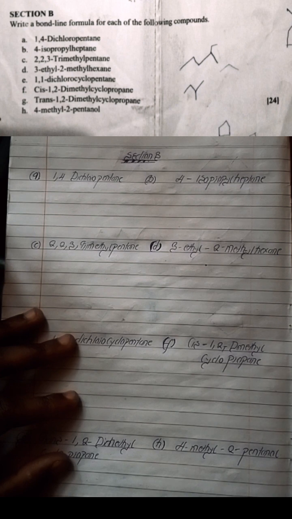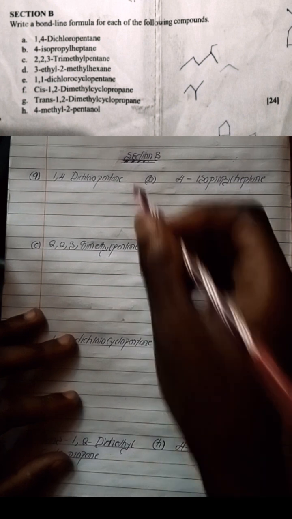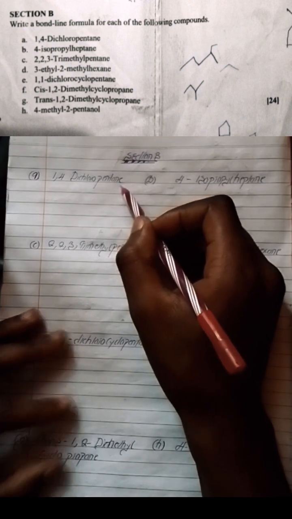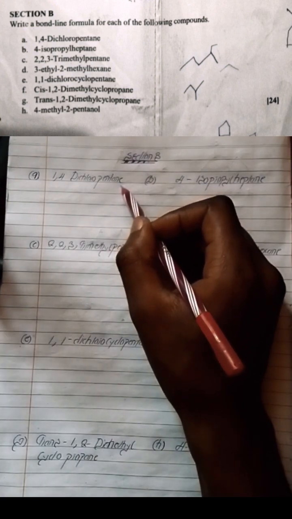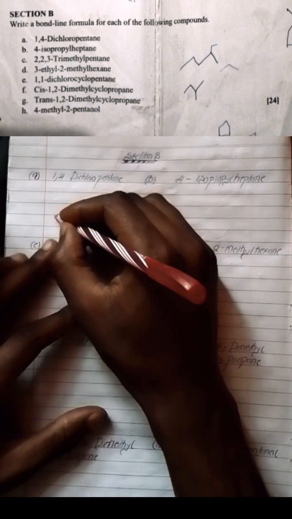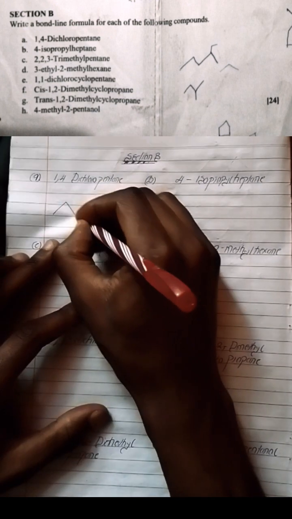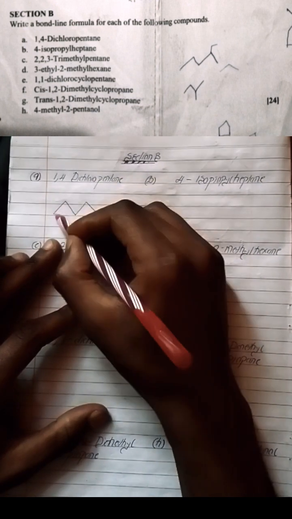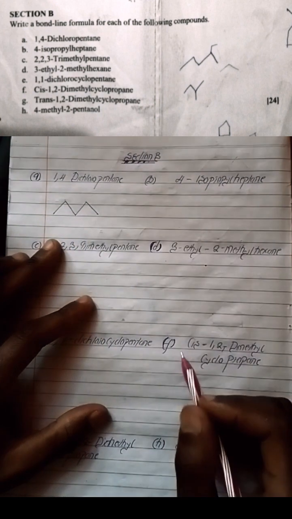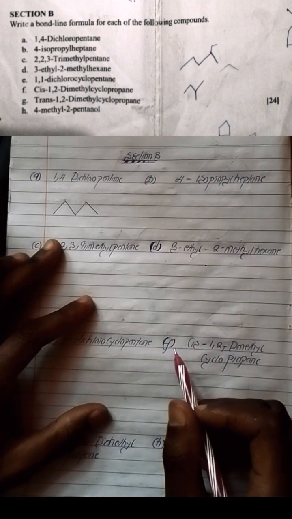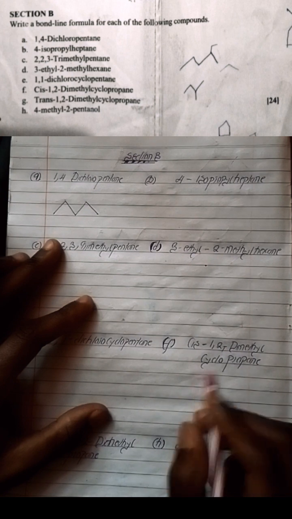First thing, identify the parent chain, or identify the parent name. So the parent name is pentane. Pentane is implying how many carbons? 5, right? So I'll do 5 carbons. 1, 2, 3, 4, 5, right? After I do that, put the attachments where they are supposed to be.